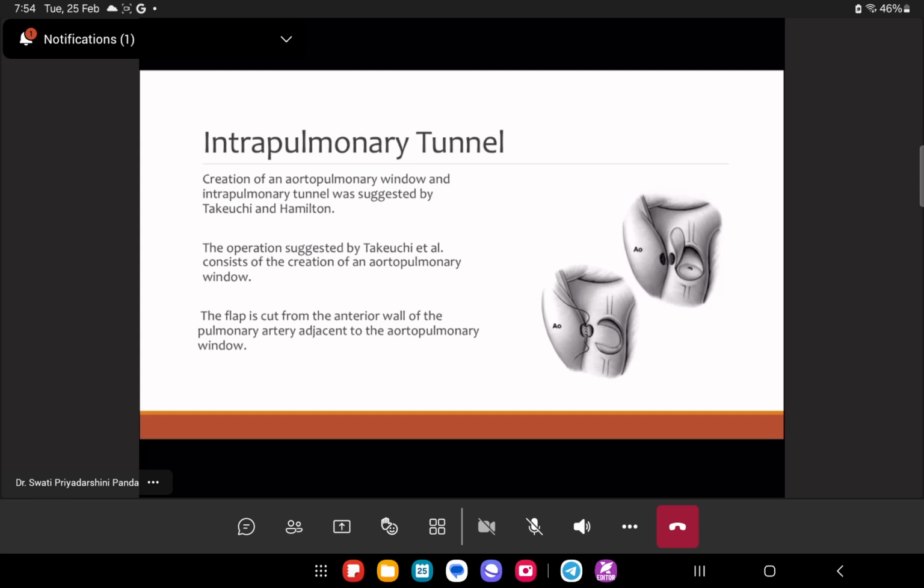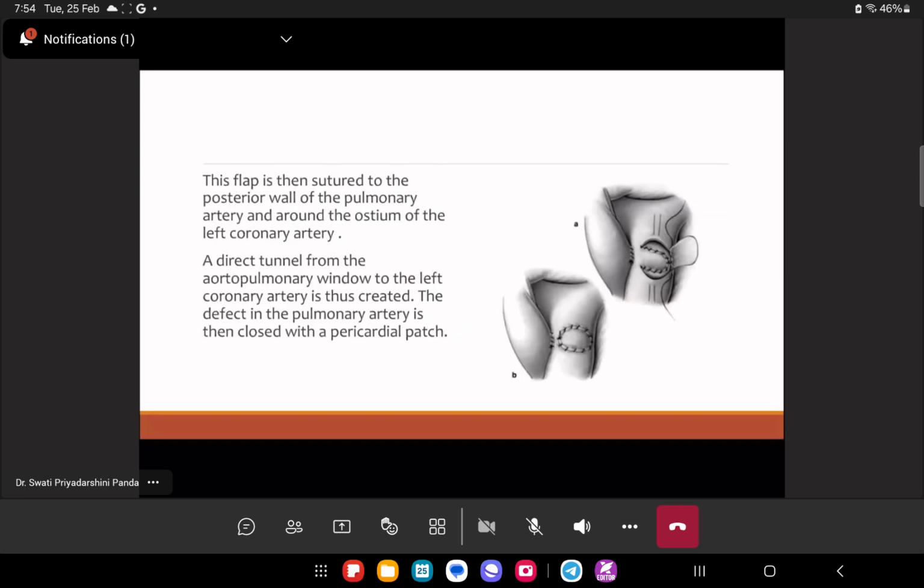Next one is intrapulmonary tunnel. Creation of an aortopulmonary window and an intrapulmonary tunnel was suggested by Takeuchi and Hamilton. The operation suggested by Takeuchi consisted of creation of an aortopulmonary window. After that, a flap is cut from the anterior wall of the pulmonary artery adjacent to the window, as shown in the image. This flap is then sutured to the posterior wall of the pulmonary artery and around the ostium of the left coronary artery. A direct tunnel from the aortopulmonary window to the left coronary artery is created, and the defect in the pulmonary artery is closed with a pericardial patch.